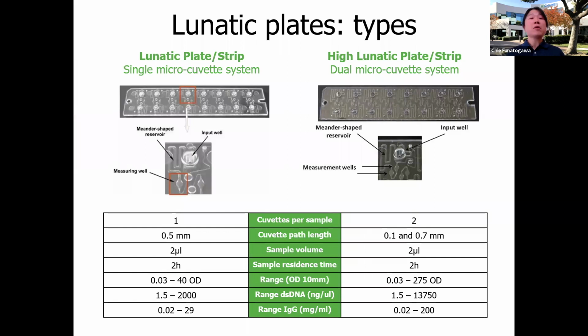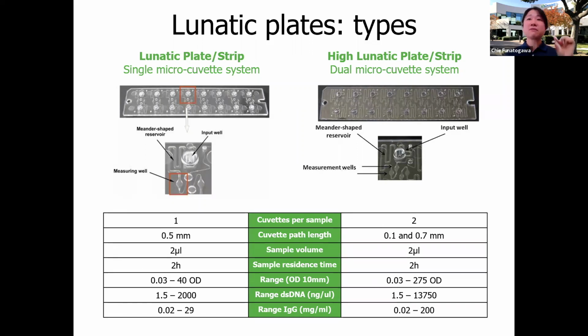To give you a little bit more of a specific idea of what the concentration range is and the specific path lengths that we use, we have 2 types of plates. We have a regular Lunatic plate to the left, and then the High Lunatic plate, which you can see to the right. The key difference really is that the regular Lunatic plate has 1 cuvette per sample, and then the High Lunatic plate has 2. So the advantage of that really is with the High Lunatic plate, the 2 path lengths are a 0.1 millimeter path length and a 0.7 millimeter path length. It's still the same 2 microliter volume requirement for both types of plates.